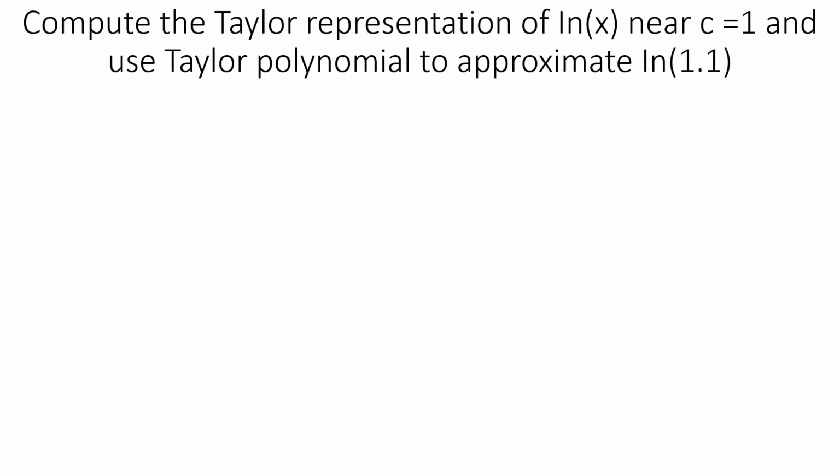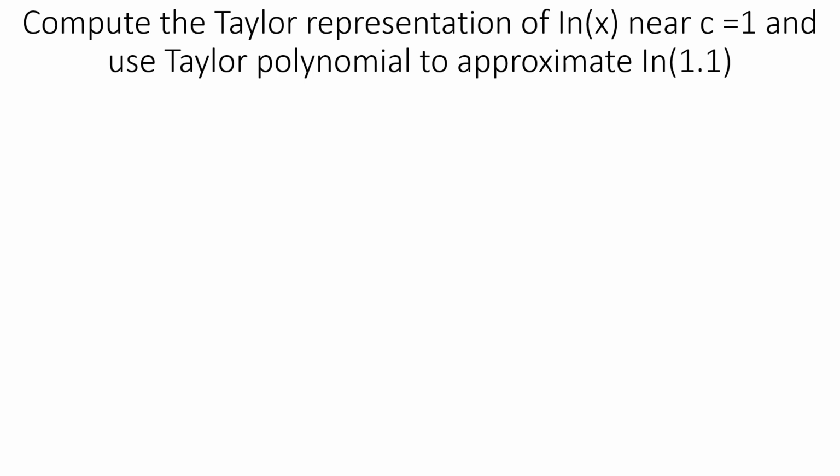So let's say you are to compute the Taylor representation of ln x, that's the natural logarithm of x, near c equals 1, and use the Taylor polynomial to approximate the natural logarithm of 1.1. So how do you go about it?